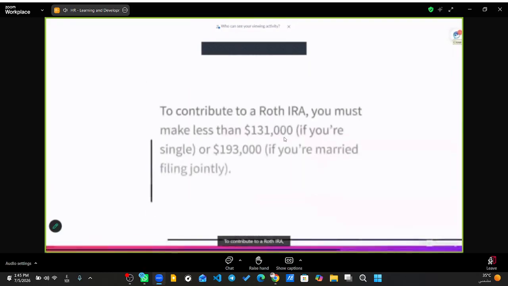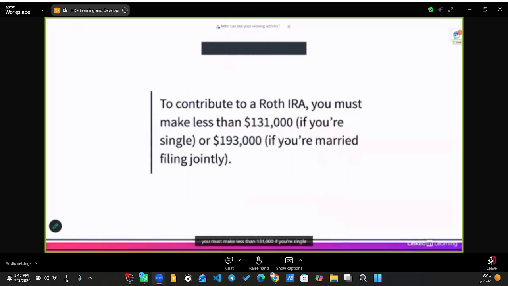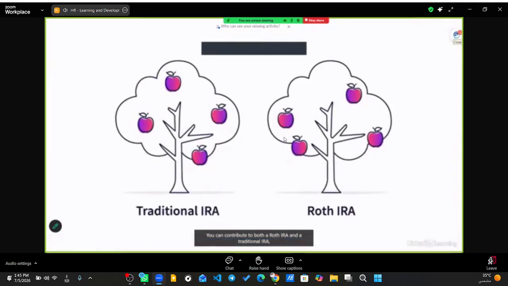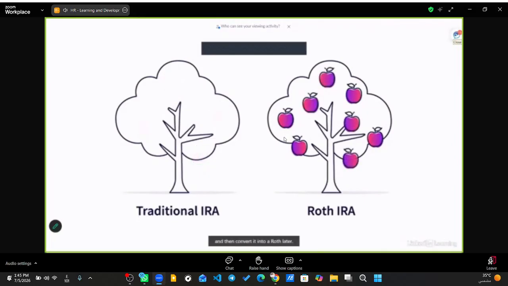To contribute to a Roth IRA, you must make less than $131,000 if you're single or $193,000 if you're married filing jointly. Again, these figures change over time, so check the relevant ones with the IRS, but that's the approximate level. You can contribute to both a Roth IRA and a traditional IRA, but the limits apply to your total contribution. Some people who make too much to contribute to a Roth IRA contribute to a traditional IRA and then convert it into a Roth later.